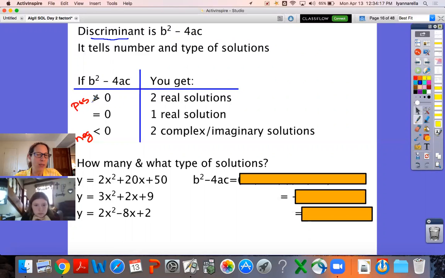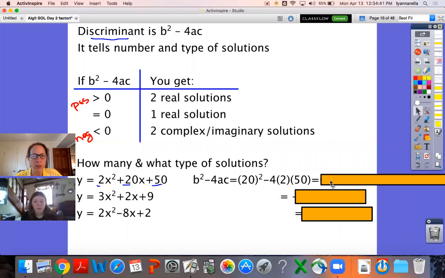So with a positive discriminant, if this number came out to be a positive number, I would say I have 2 real solutions. If it comes out to be exactly 0, I'd say I have 1 real solution. And if it's anything less than 0, a negative number, I'd get 2 complex or imaginary solutions. So for instance, this is A, this is B, this is C. If I did b squared minus 4ac, I would get 20 squared minus 4 times 2 times 50, which gives me 0. How many solutions should I expect if I get the number 0?